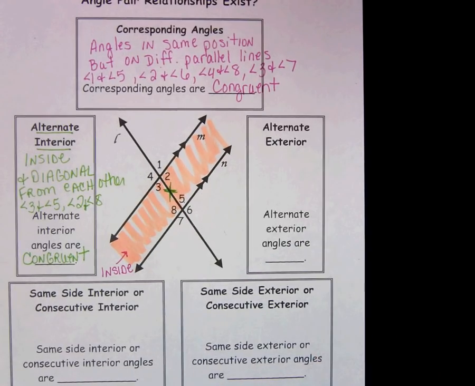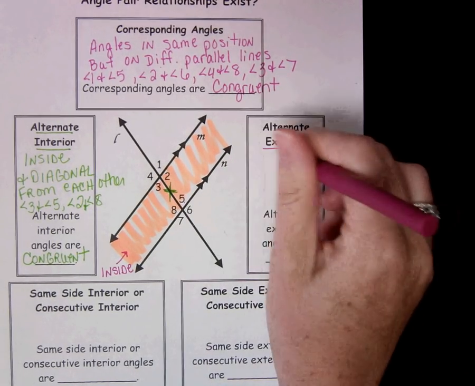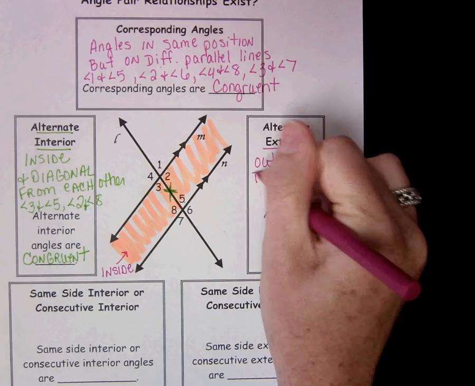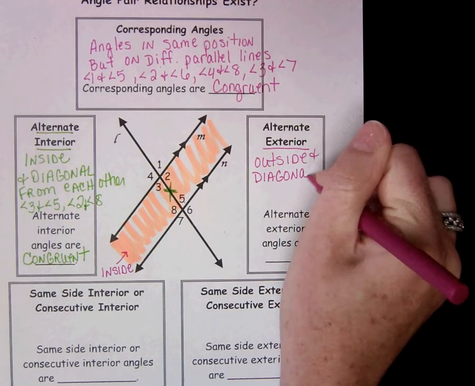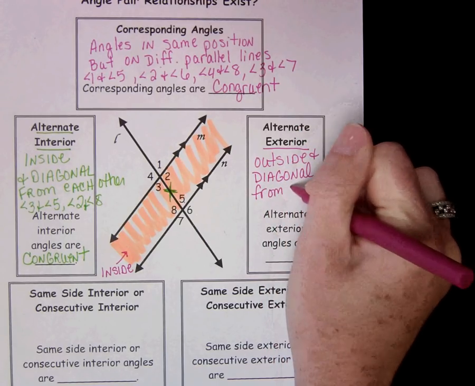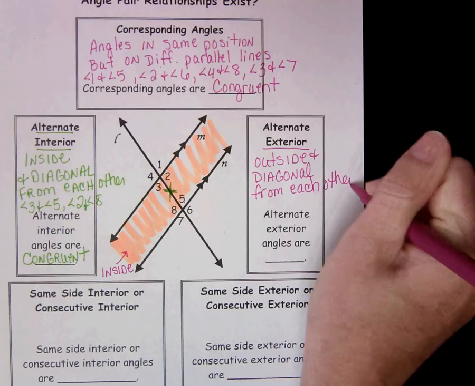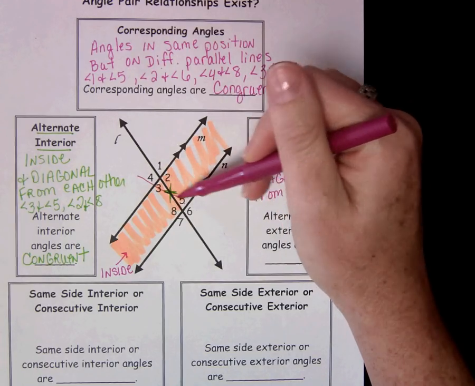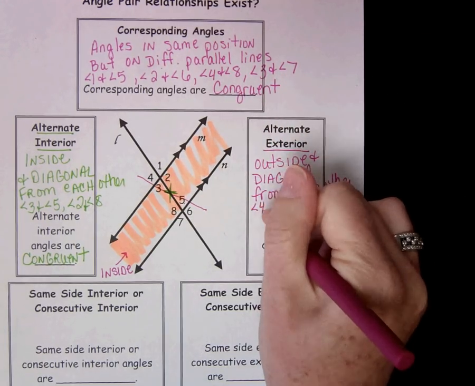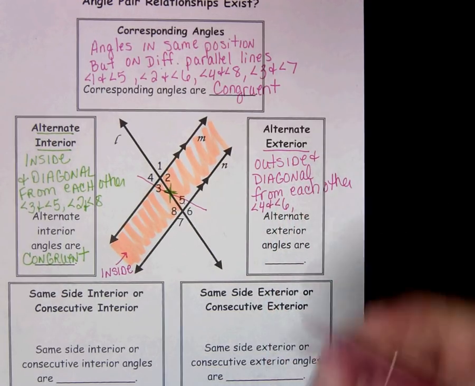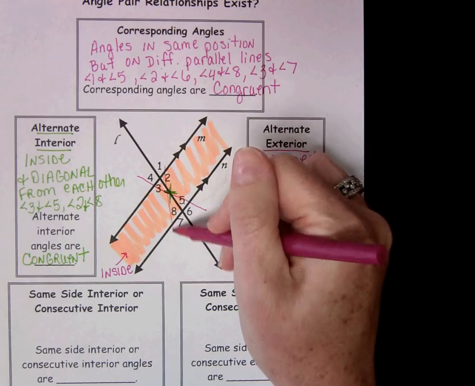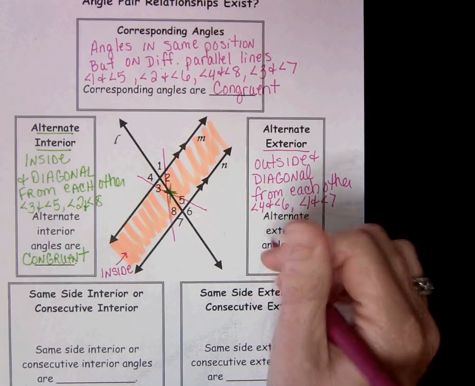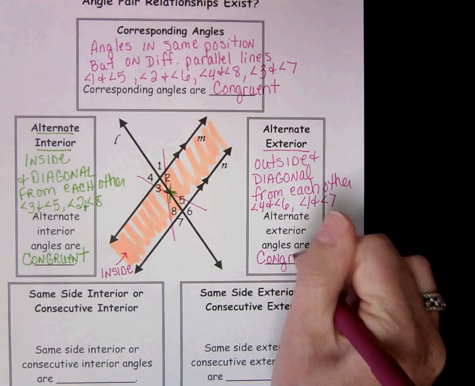Okay, let's talk about alternate exterior. So the word exterior, remember, means outside. So they are outside the parallel lines and diagonal from each other. So it's kind of just the opposite of alternate interior. So let's look at our picture. Angle 4 and angle 6, they're both outside, and do you see how they're diagonal from one another? So angle 4 and angle 6 are an example of alternate exterior. And then we've got 1 and 7. See how they're outside and diagonal? And just like alternate interior, these angles are congruent.